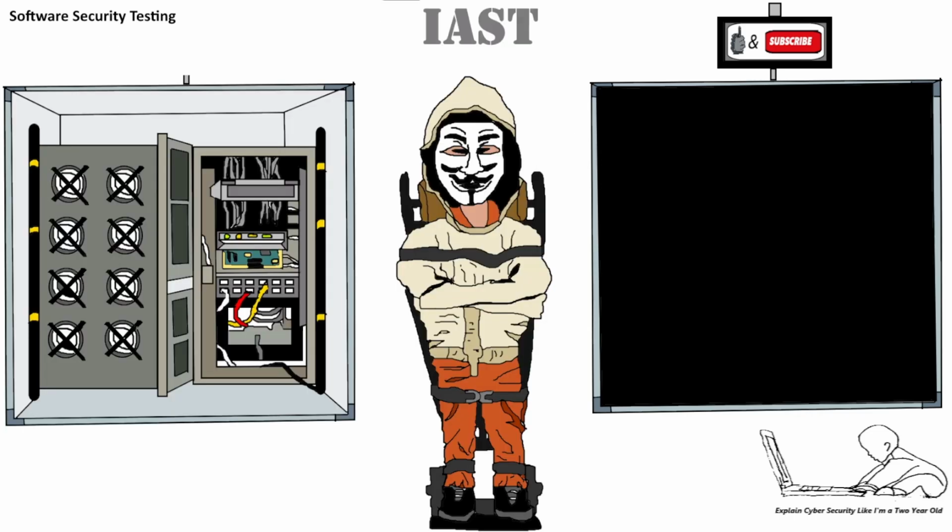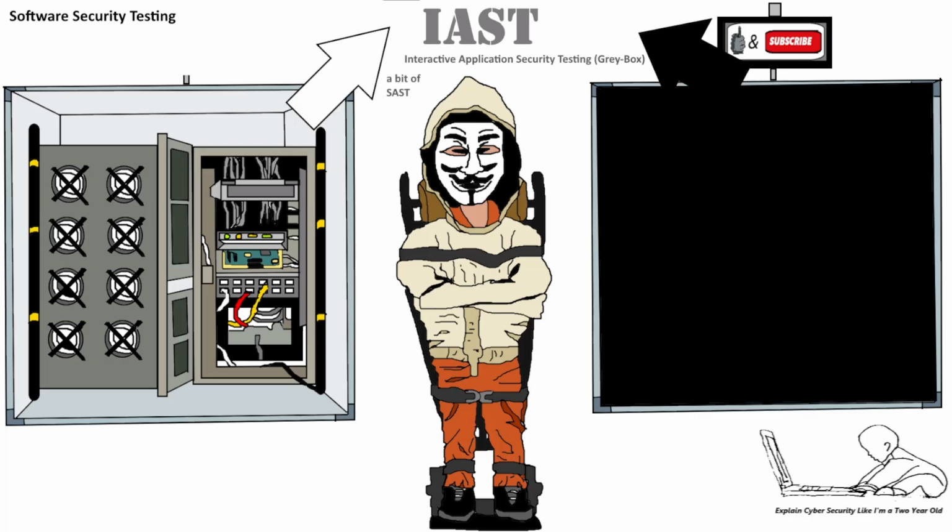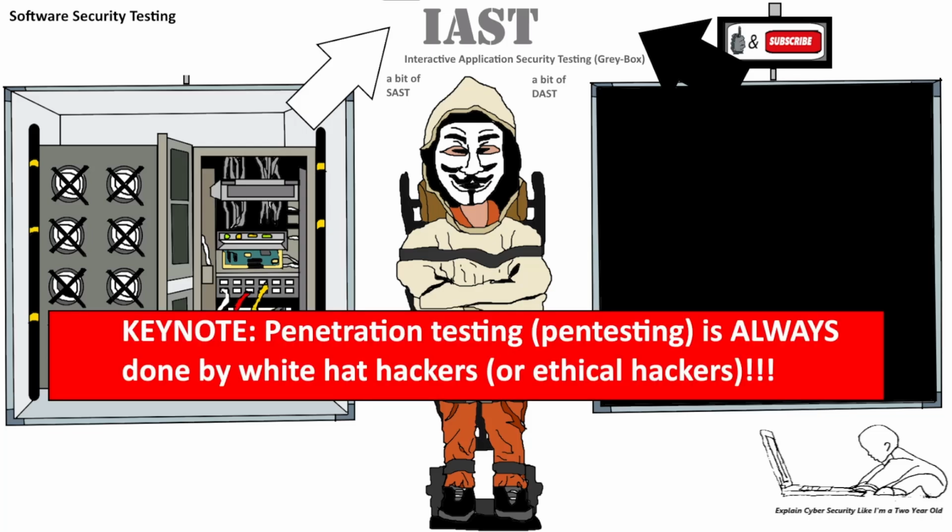Now, there is a hybrid form of testing in between SAST and DAST, known as IAST, I-A-S-T, which stands for Interactive Application Security Testing. This is commonly known as grey box, where the tester is provided with both the white box and black box elements of the software testing methodologies. And here is a bonus CISSP and CCSP exam tip. Always remember penetration testing, e.g. pen testing, is always done by white hat hackers, or in other words, ethical hackers.